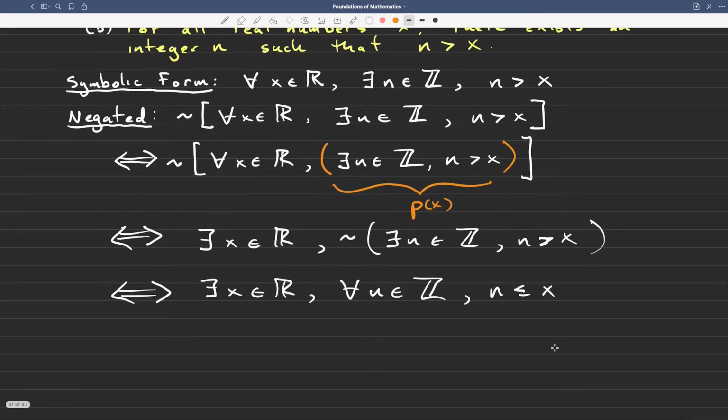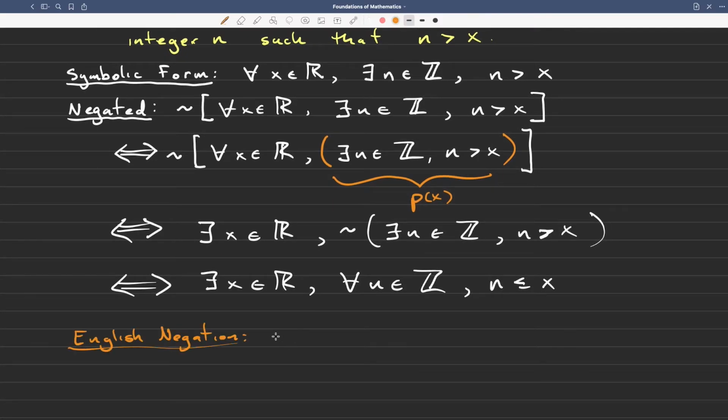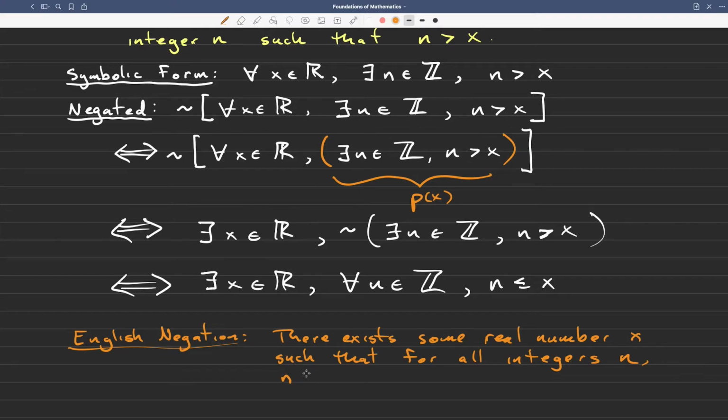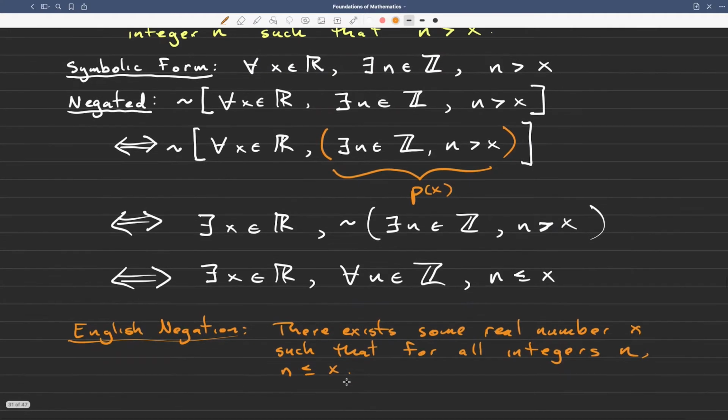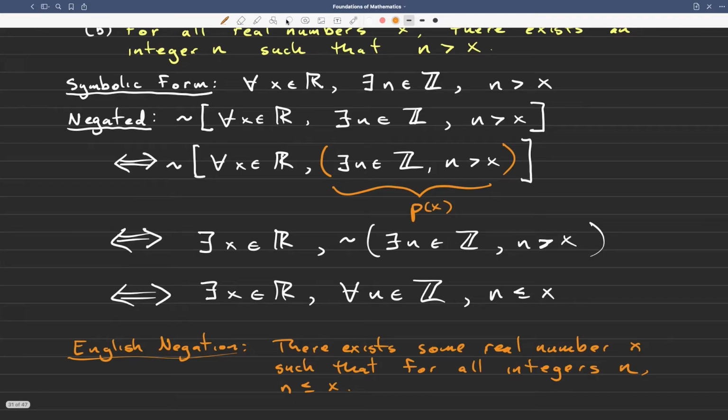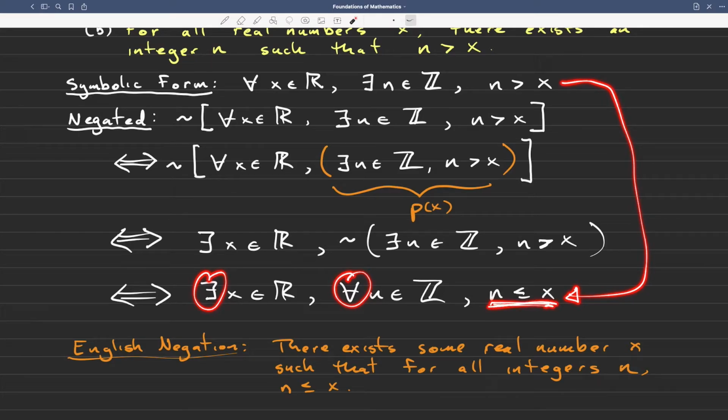So that's the symbolic form of the negation, and then you can put that back into English. So that becomes there exists some real number x. And after there exists, you usually put a such that or with the property that or something along those lines. Such that for all integers n, and then the finale is n is less than or equal to x. What I really want you to notice though is when you go from the very beginning of this problem to the end, what happened? Well, you flipped the two quantifiers from what they were originally, and then you negated the propositional function. So that's all there really was to it.